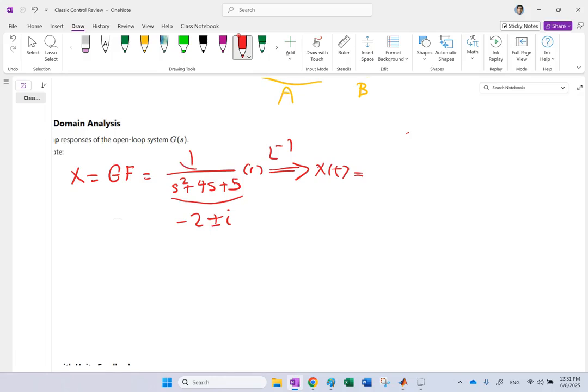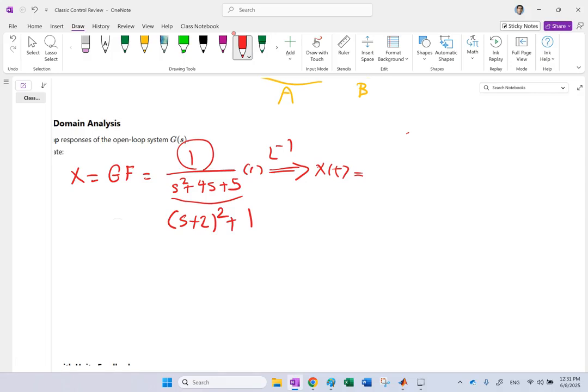This has no zeros, right? So your transfer function has no zeros. It has two poles at these locations. And you can also write this, if you want, in a quadratic form. You can write it as (s+2)^2 + 1. Okay? So that is your transfer function.